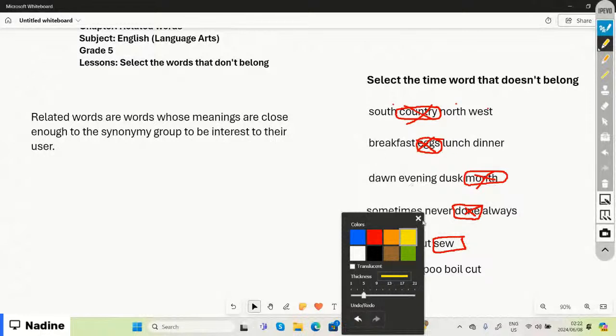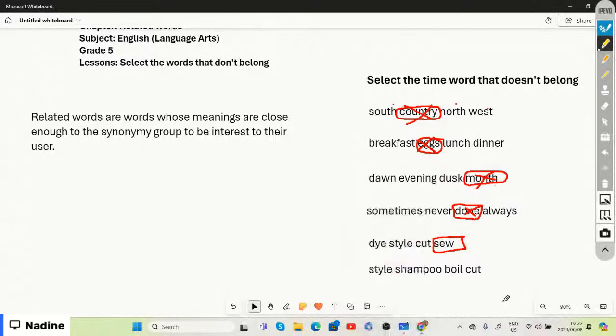All right. And then lastly, we have style, shampoo, boil, cut. You need to say which one does not belong within that series of words.